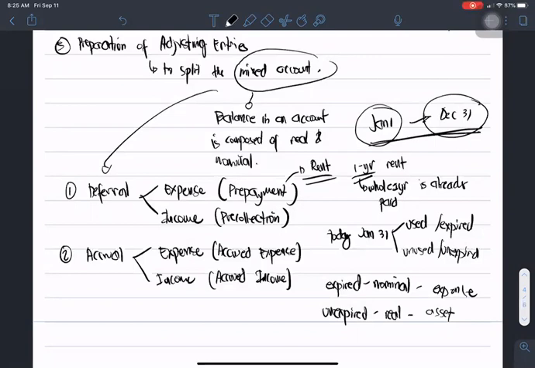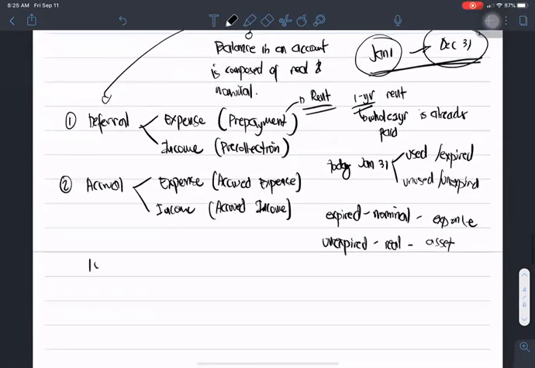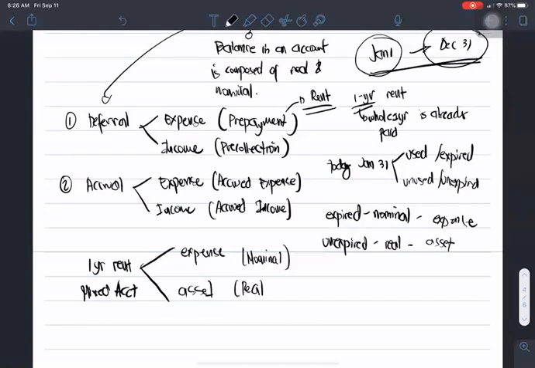Therefore, that expired portion is the nominal, and the unexpired portion is the real. Why? Because the nominal, or the expired portion, is known as the expense, while the unexpired portion is the asset. So from the 1-year rent, what did we do? This is the mixed account. We separate it into your expense and your asset. Expense is the nominal. Asset is the real. Okay, so that is a deferral of an expense, prepayment.